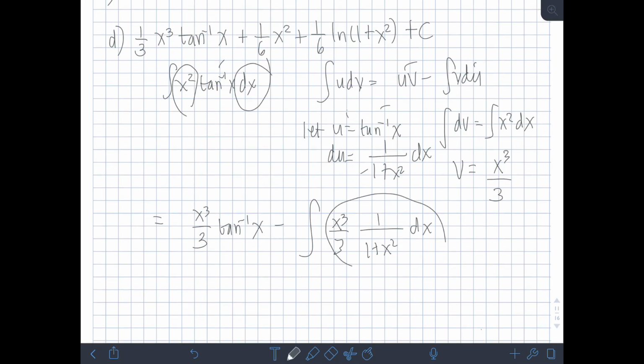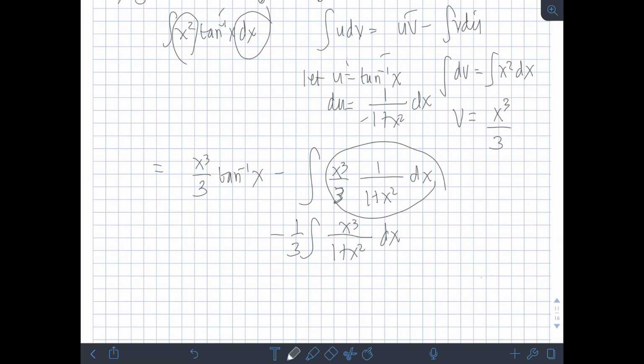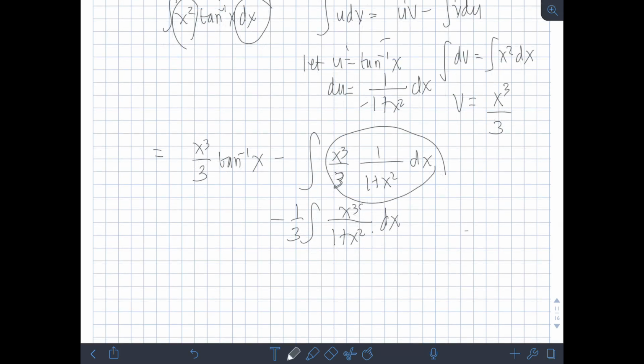So, evaluate natin tong integral. So, parang equal siya sa etong 3, igilid na lang natin. So, 1/3 x cubed over 1 plus x squared dx. So, mapapansin nyo, mataas yung degree ng numerator sa denominator. So, pwede pa natin itong i-divide. So, divide muna natin. So, we have x cubed divided by 1 plus x squared.